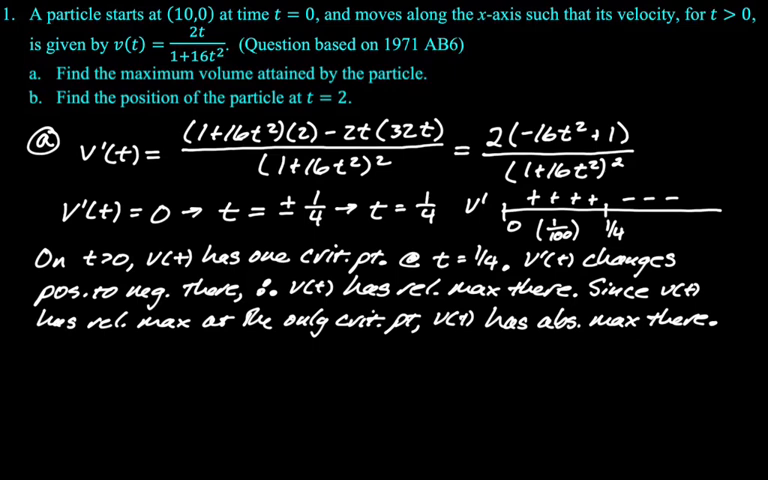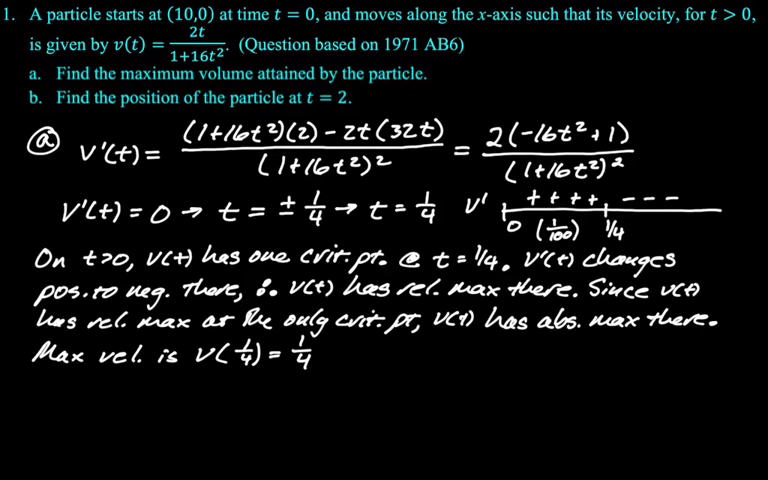Then we need to actually find the velocity, so we plug in 1/4. When you plug in 1/4 to v, you get 2 times 1/4, which is 1/2, divided by 1 plus 1 divided by 2 ... so 1/2 divided by 2 is 1/4. That's part A. Let's look at part B.